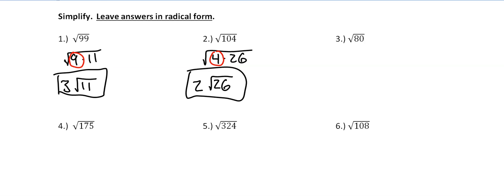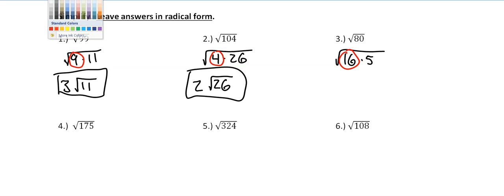This one, same thing. I'm looking for perfect squares that divide evenly into this guy. And the largest perfect square I see is 16, so it's 16 times 5. And then I take the square root of that guy. That gives me a 4. And the 5 is still trapped.